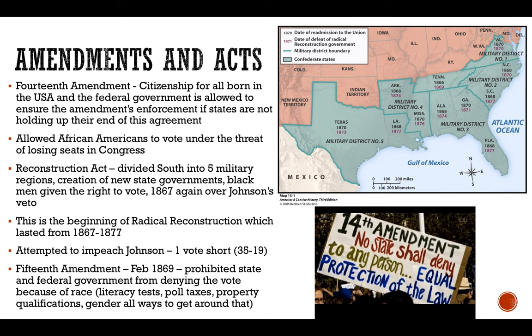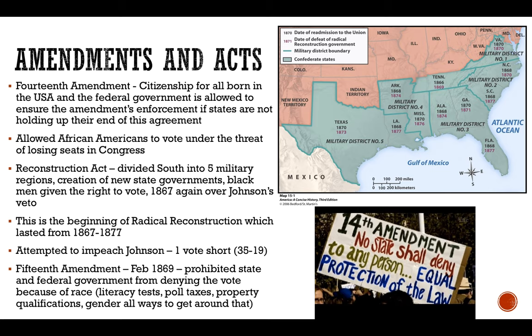Literacy tests, poll taxes, property qualifications, and gender were all ways to get around that. So no women were allowed to vote still at this point, whether they were African American or white or Latina. And this was one way to get around saying that everybody was allowed to vote.